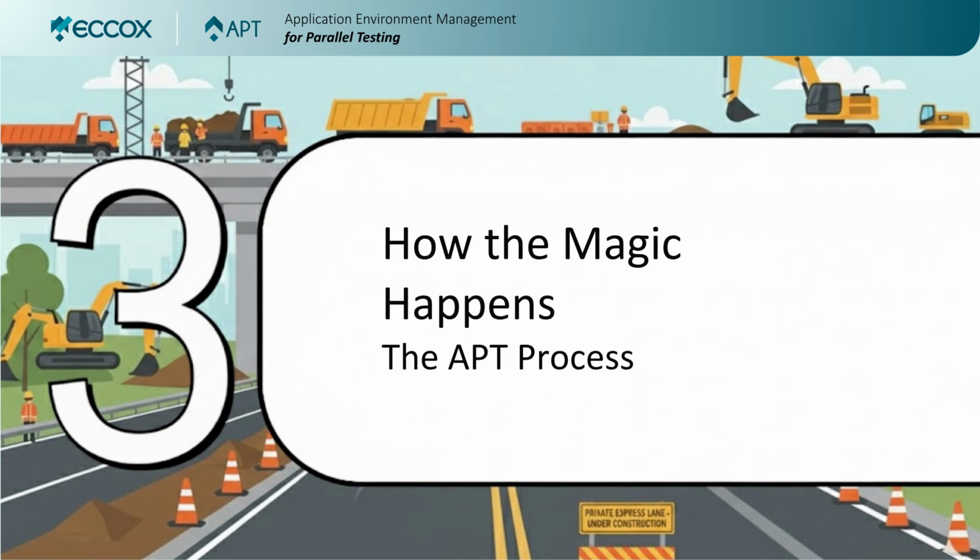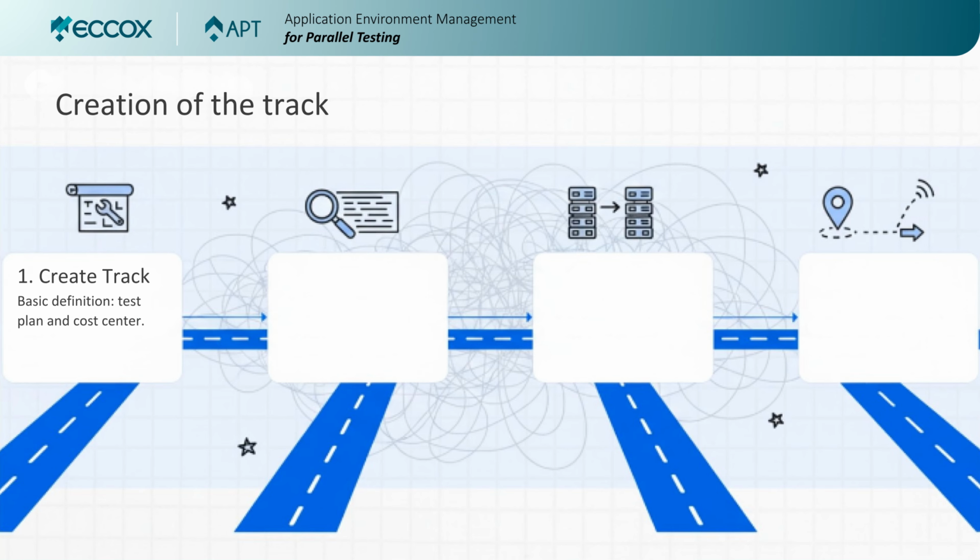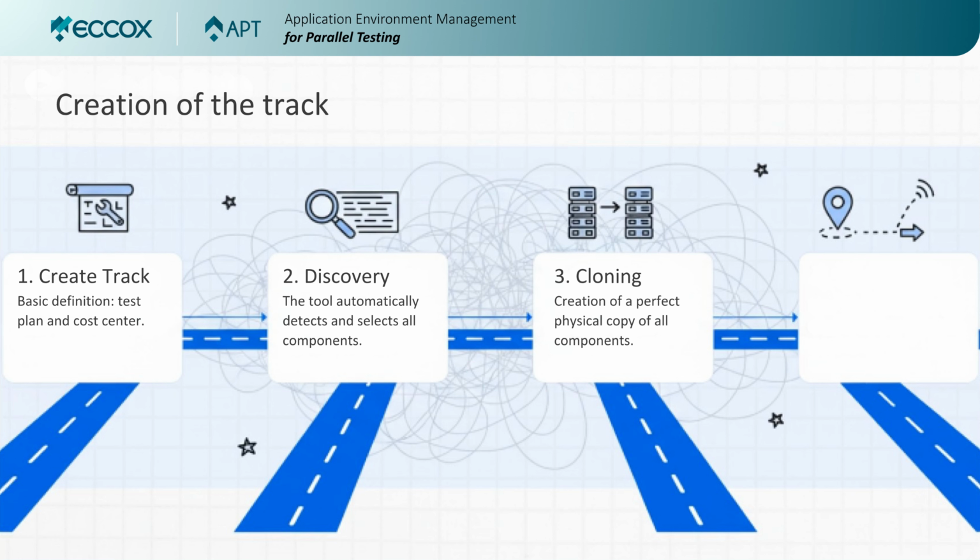It happens in 4 core steps. Step 1, create test tracks. Define the basics, test plan name, cost center. Simple. Step 2, discovery. Here's where the magic begins. The tool acts like a detective, scanning and automatically selecting everything required. Programs, JCL, tables, the works. Step 3, cloning. With that map in hand, APT creates a bit-perfect copy of every discovered component.